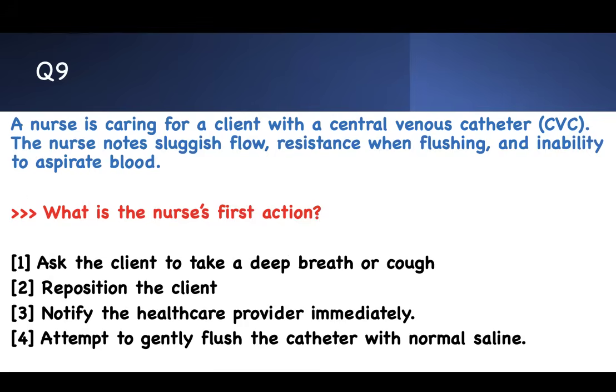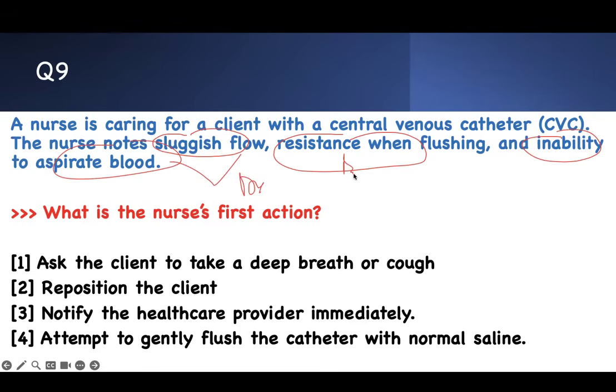And then she's caring for a client with a central venous catheter. The same thing. This is the content. Look at it. Line is sluggish to flow. There is a resistance with flushing and inability to aspirate blood. I'm using the buzzwords. Instead of giving you a lecture about this condition, I put it in question form so that you can see how it behaves. Sluggish flow, resistance when flushing, and inability to aspirate blood. What is your diagnosis? Those are the buzzwords. Put it together and make a diagnosis.